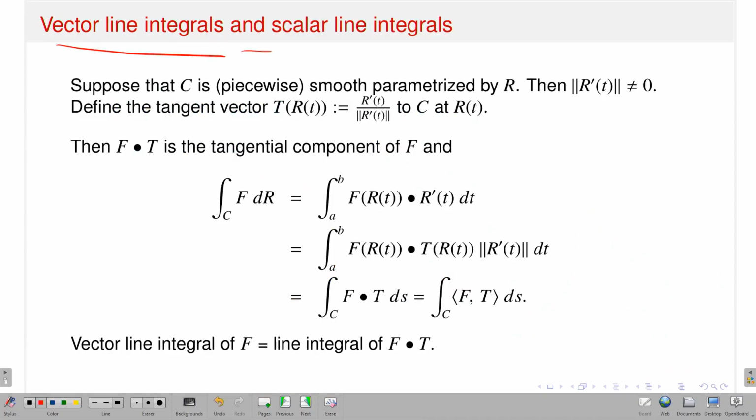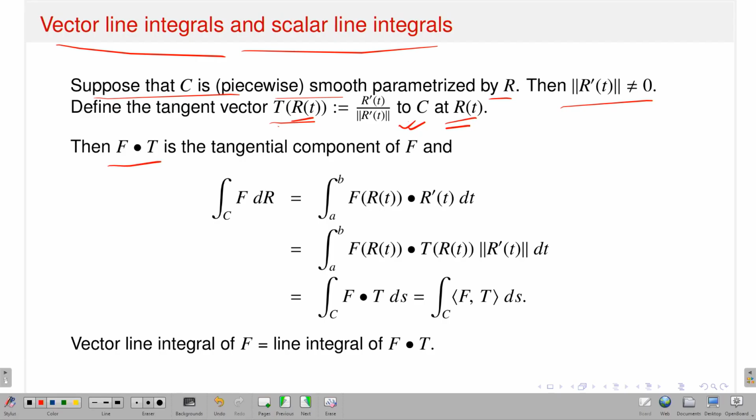Okay. So, now a couple of observations. Vector line integrals and scalar line integrals, I have written more explicitly. Suppose C is a piecewise smooth curve, and suppose it has a parameterization capital R. Since it is smooth, R prime t is non-zero, in other words, the norm of R prime t is non-zero. So, I can talk about the unit tangent vector at the point r(t) on my piecewise smooth curve. The corresponding tangent vector I am denoting as T of r(t), which is nothing but R prime t divided by the norm of R prime t.